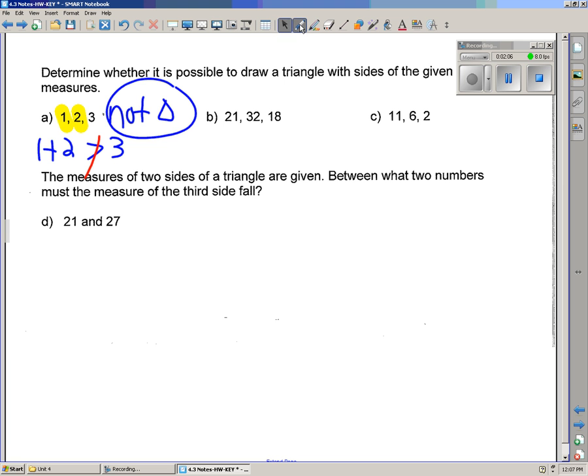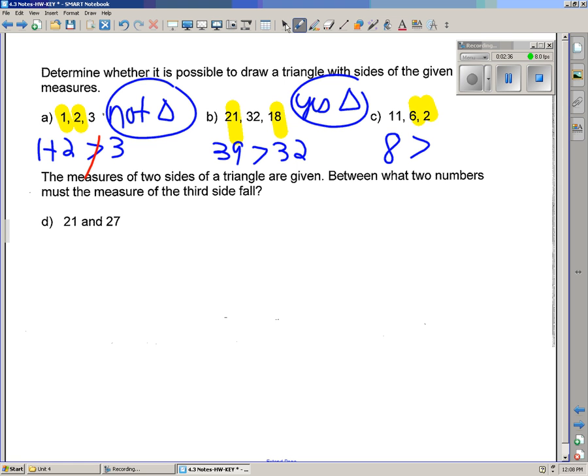If I take a look at the second set of sides, my two shorter sides are these. When I add the two shorter sides together, 18 plus 21, I get 39, and 39 is greater than 32. So yes, these three sides could join point to point and create a triangle. On the last set, C, when I add up the two shorter sides, I get 8, and 8 is not greater than 11. So no, I can't create a triangle.